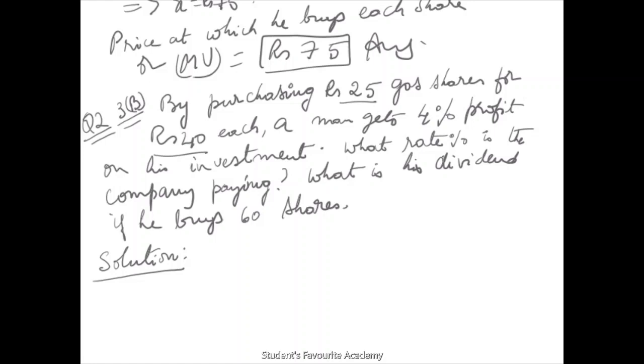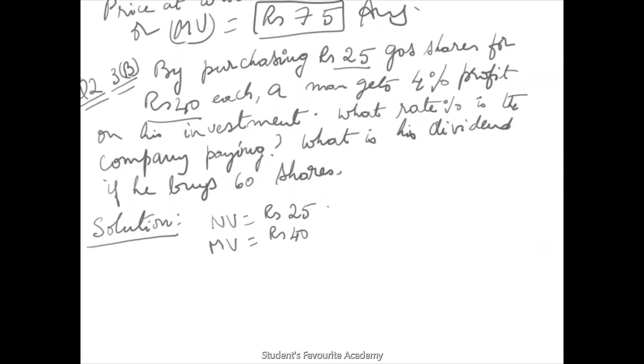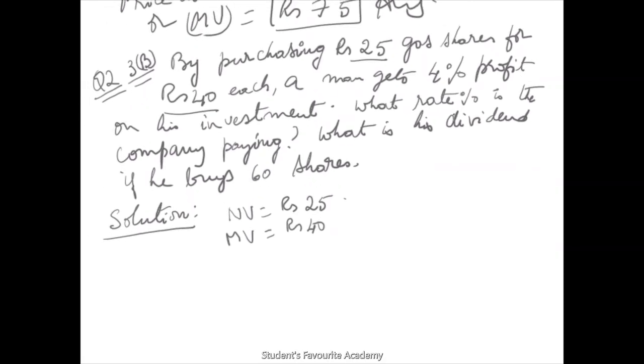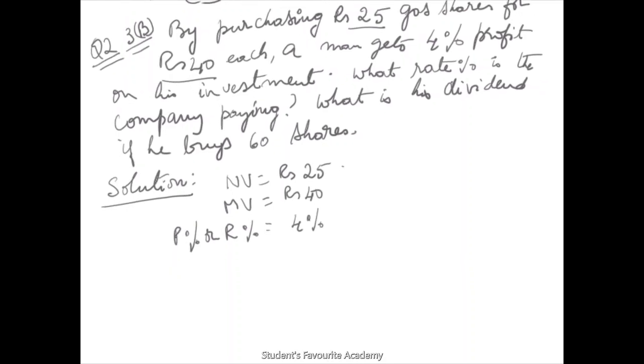But for your benefit, I am just writing down so that those who are still confused will understand better. So nominal value is rupees 25. Market value, this you understood, by purchasing rupees 25 gas shares for rupees 40. So nominal value is rupees 25. He purchased it for rupees 40. So market value is 40. 4% profit he gets back on his investment. So that means R percent, return percent or profit percent, whatever you call, is equal to how much? That is 4%. So we have to find out the dividend percent.